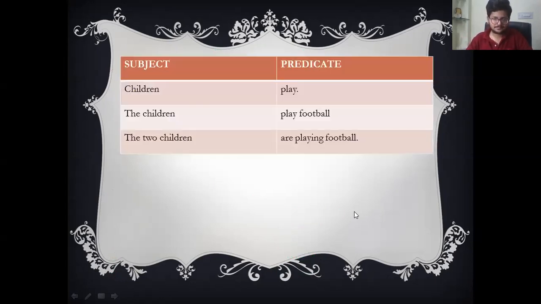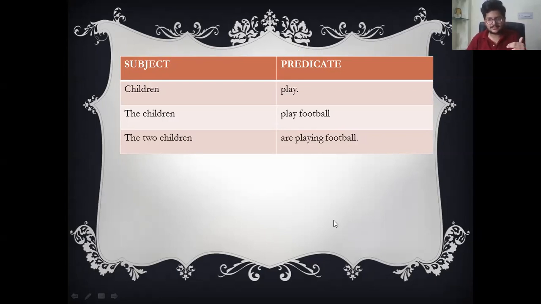Next, here you can see some more examples, like children play. Okay, children is the subject and play is the predicate. So here we have one word as the subject and one word as the predicate.